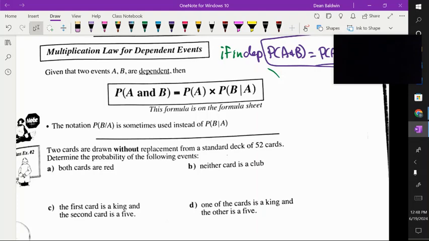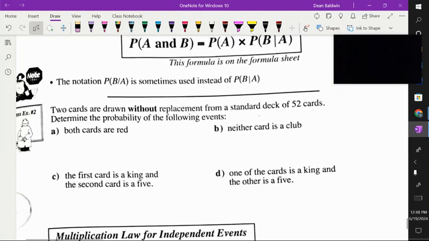Okay, so cards. So, we're drawing 2 cards without replacement from a standard deck of 52 cards. Determine the probability of the following events. Okay. Both cards are red. So what's the probability of the first card being red? 1 out of 2 or 26 out of 52. What's the probability of the second card being red? 25 out of 51.